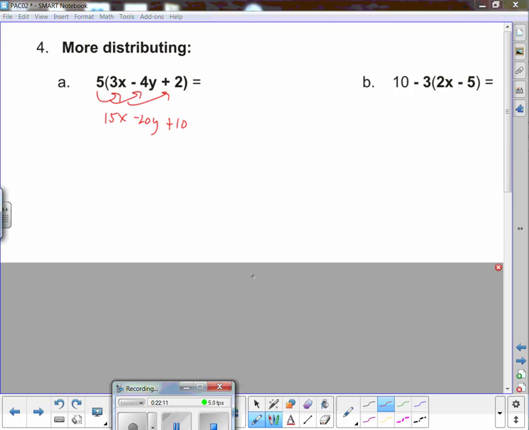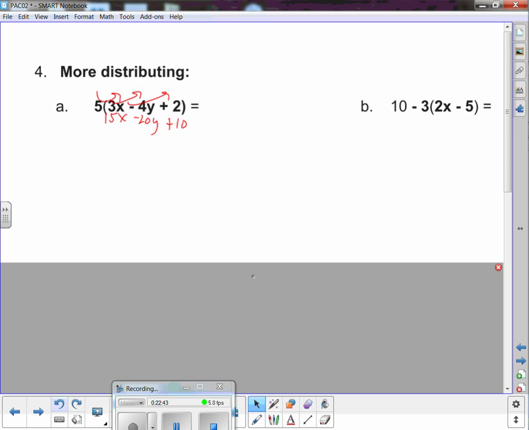Okay, are you ready? Here's the pitfall. A lot of students will say 10 minus 3 is 7. Why can I not do that? Allison? Kind of, sort of. The reality is, distributing is what thing? What operation is distributing? We are multiplying. You got to multiply before you add.